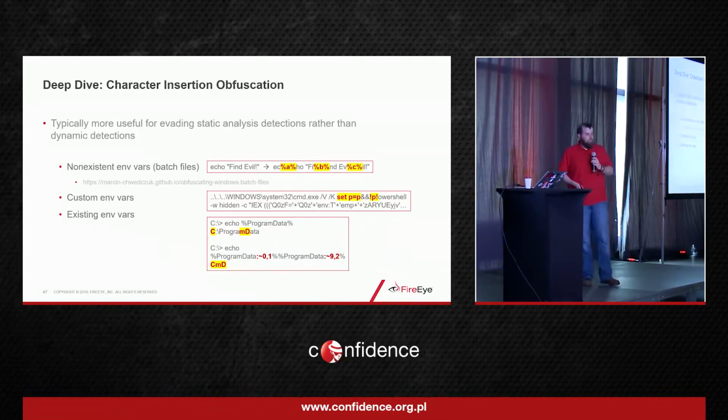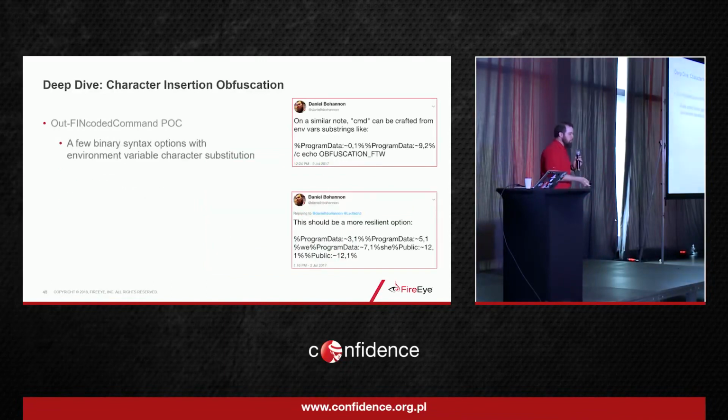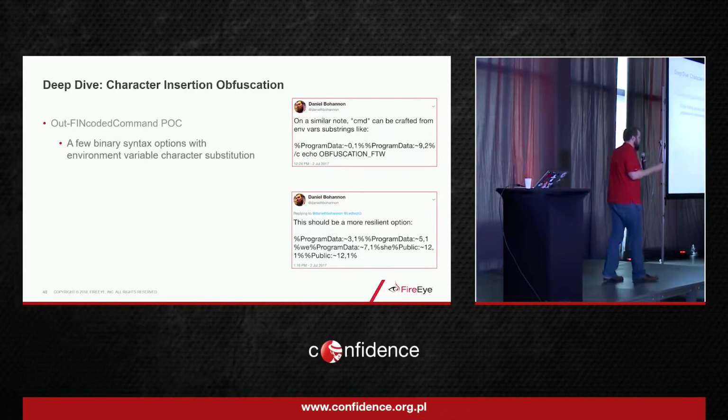Using custom environment variables as well as existing environment variables, we've kind of already touched on both of those. But collectively, I call this insertion character obfuscation because you can start to insert these in a lot of different places in any command that you have. And in Out-FinCodedCommand, as some of the input, you can select whether you want your payload to be run by cmd or PowerShell. And I included some of these substring obfuscations in that tool.